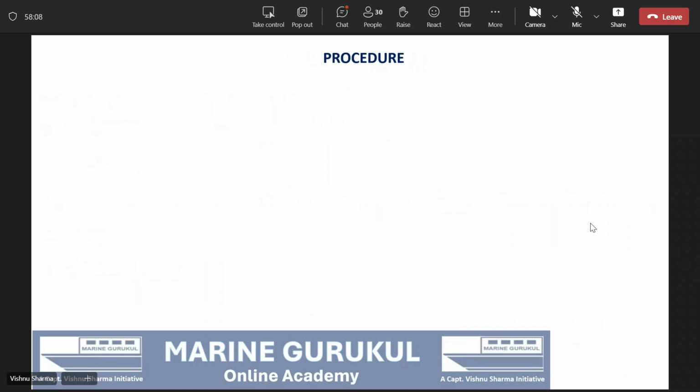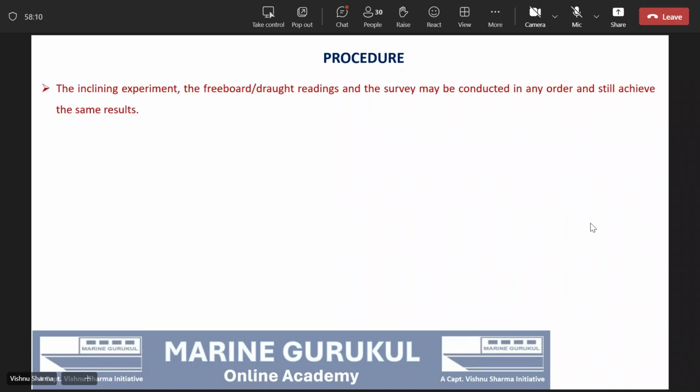Okay, what is the procedure? Procedure for the experiment, because in schools, what were you doing? Objective, principle, equipment required, the procedure. The inclining experiment, freeboard draft readings, and the survey may be conducted in any order and still achieve the same result. So 3 things have to be done.